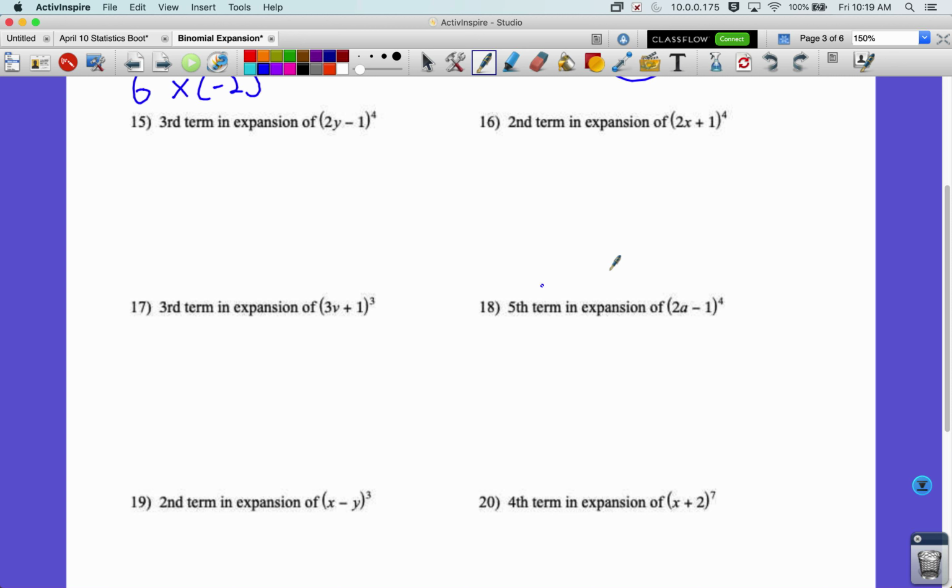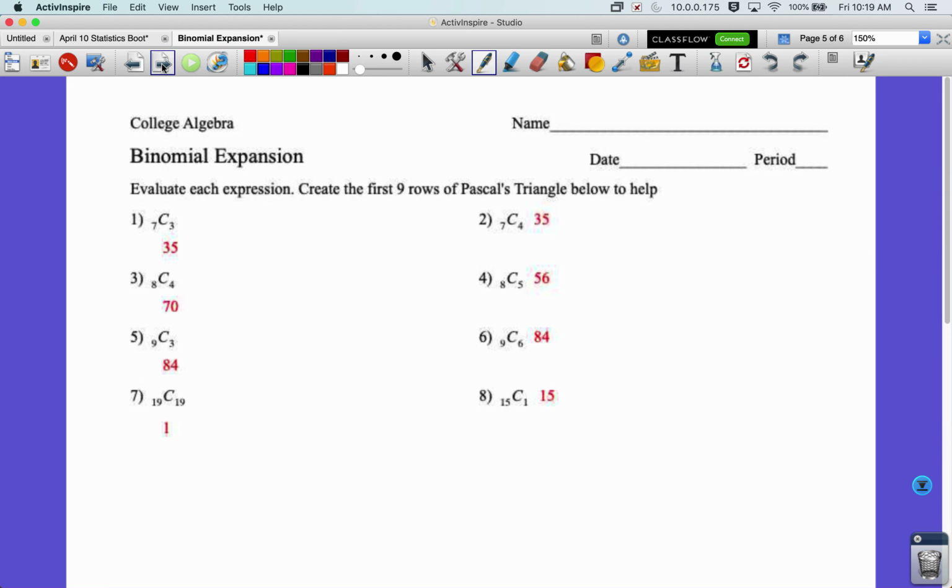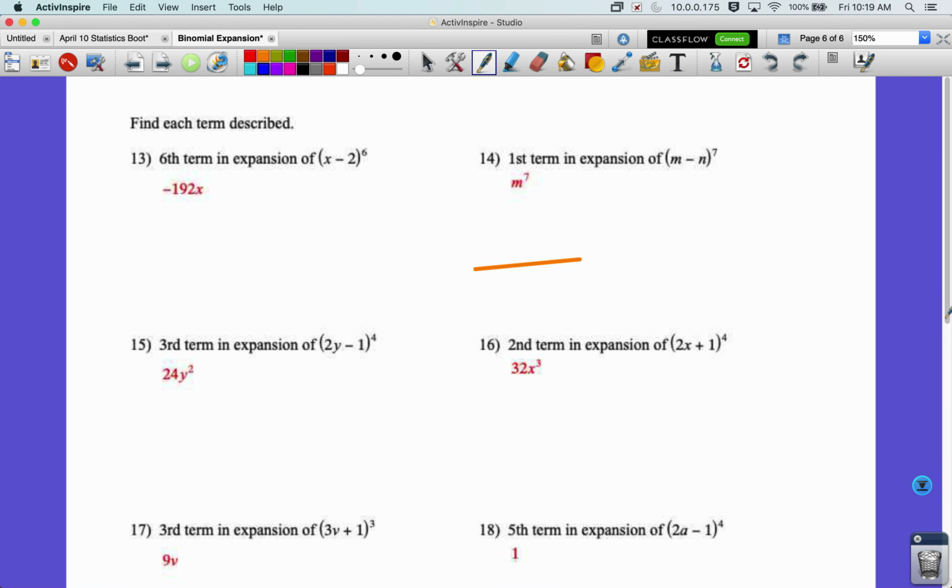I guess we'll try 18, the 5th term of this expansion, and it's to the 4th, so we want the 4th row of Pascal's, which goes 1, 4, 6, 4, 1. The 5th term, we come all the way to this 1 at the end, and that's a 1, and then there's no a's, and b is counted up to 4, so this is 1b to the 4th. Then I just plug in the negative 1, so negative 1 to the 4th. Negative 1 to even powers always equals a positive 1. Let's check our work on 18. Yep, it is positive 1. That looks right.